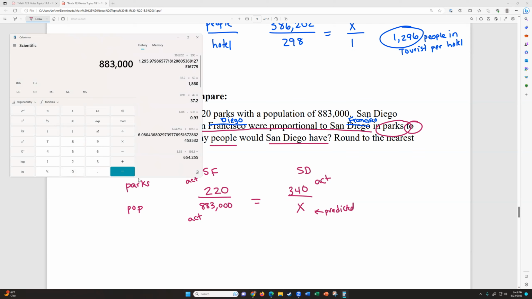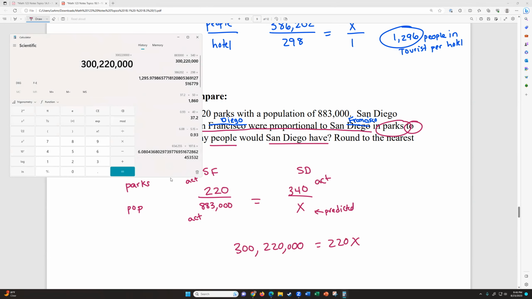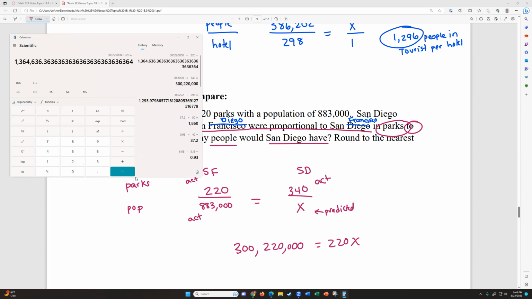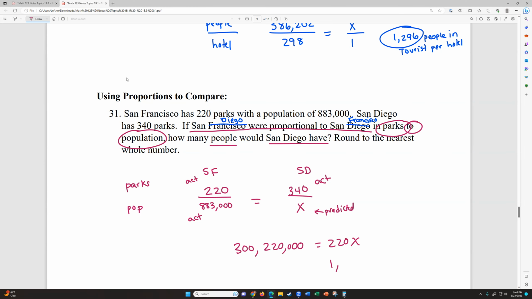So 883,000, I'm doing the diagonal with both numbers first, times 340 is 300,220,000 equal to 220x. So we're going to divide by 220. And we're supposed to round this to the nearest, I believe, whole number because we don't usually have part of a person. 1,364,636, because the 3 behind the decimal would not bump the 6 up. So we would have 1,364,636 people in San Diego based on the proportional relationship to San Francisco. I'm just writing extra unit information to make that make sense.